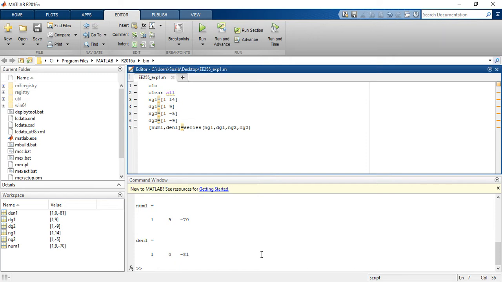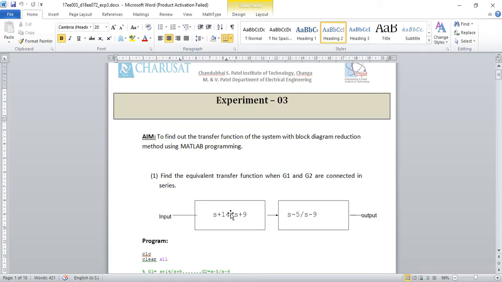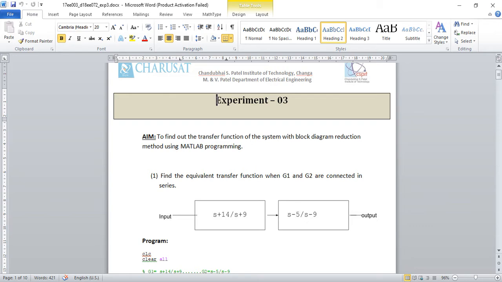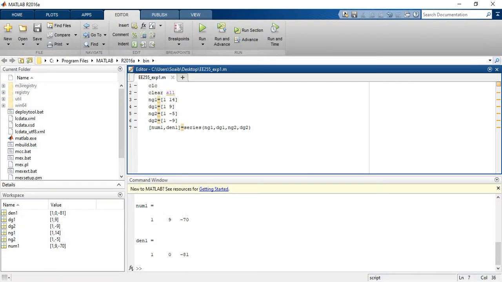The numerator of G1 and the numerator of G2 are going to be multiplied, so (s plus 14) into (s minus 5), so it will be s square plus 9s, and 14 into 5, that is minus 70. So you have got this. Similarly for the denominator part. Now I want the answer in terms of s.